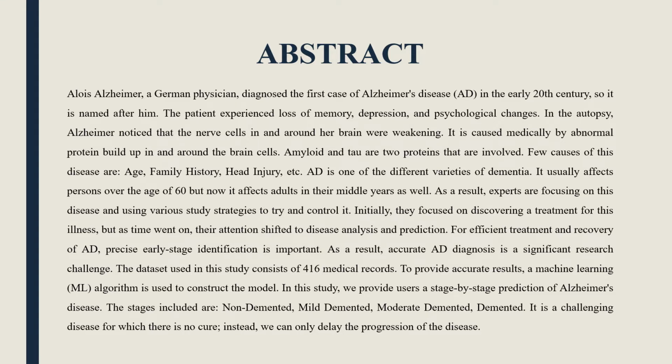The main cause of Alzheimer's disease is abnormal buildup of proteins in and around the brain cells. The two proteins involved in this case are amyloid and tau. Memory loss will be the key symptom for the Alzheimer's disease patient. Changes in personalities will also be observed for Alzheimer's disease patient.